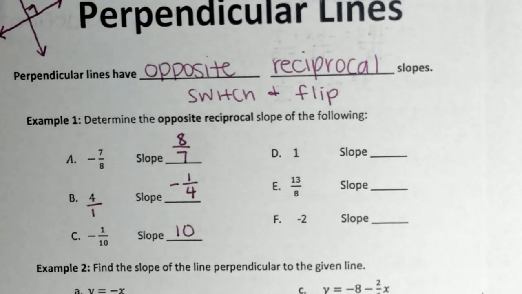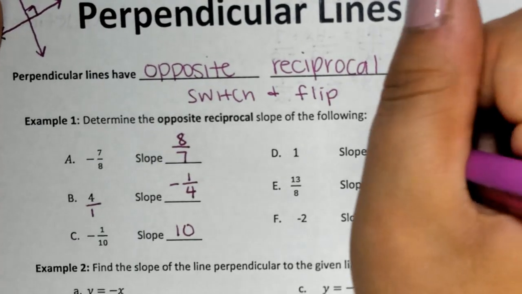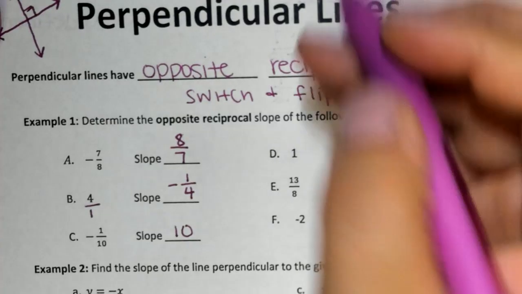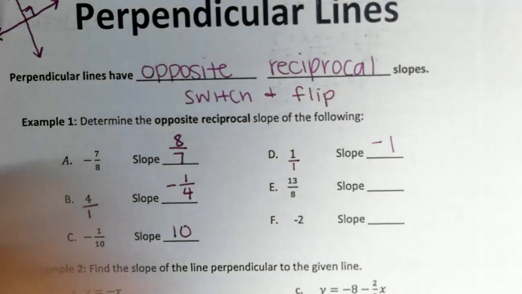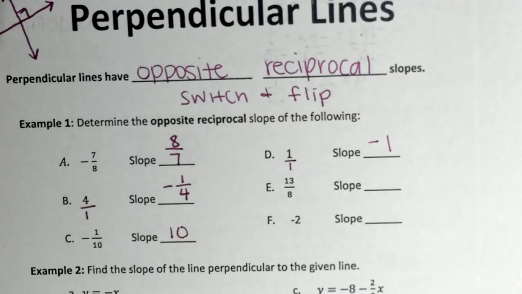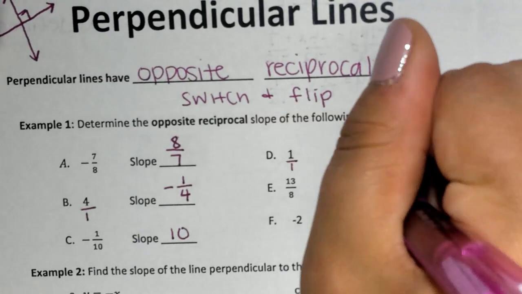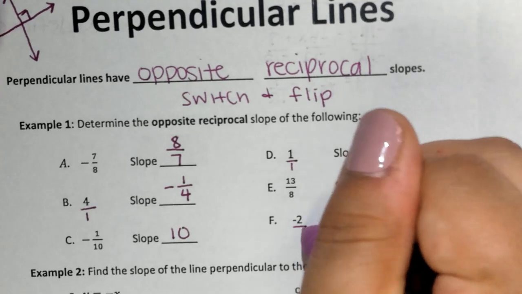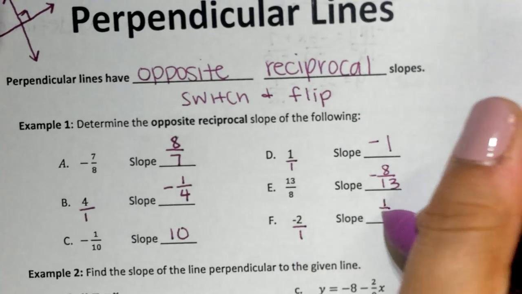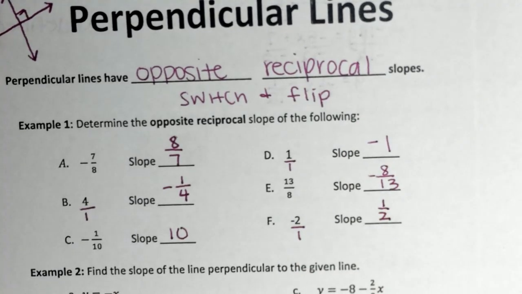What is the opposite reciprocal slope of 1? Negative 1. Okay, be careful. 1/1 is just 1, so the answer is negative 1. What about 13/8? And negative 2. Just 1/2. Are we okay with that?